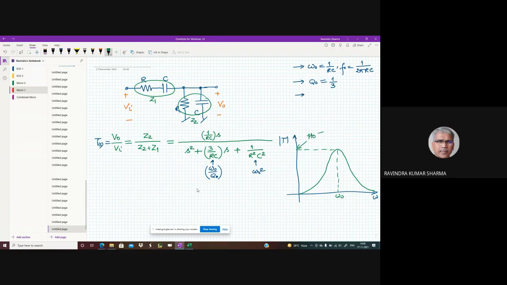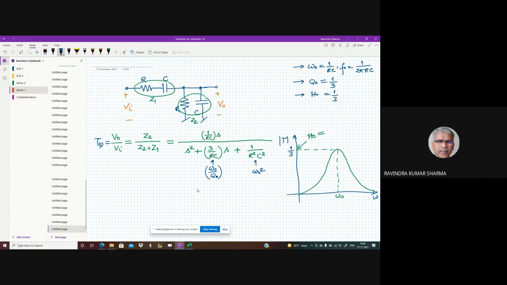H naught क्या होगा बताओ? Coefficient of S in numerator divided by coefficient of S in denominator. What that turns out to be? 1 by 3. Okay, H naught is 1 by 3. So this gain is 1 by 3.